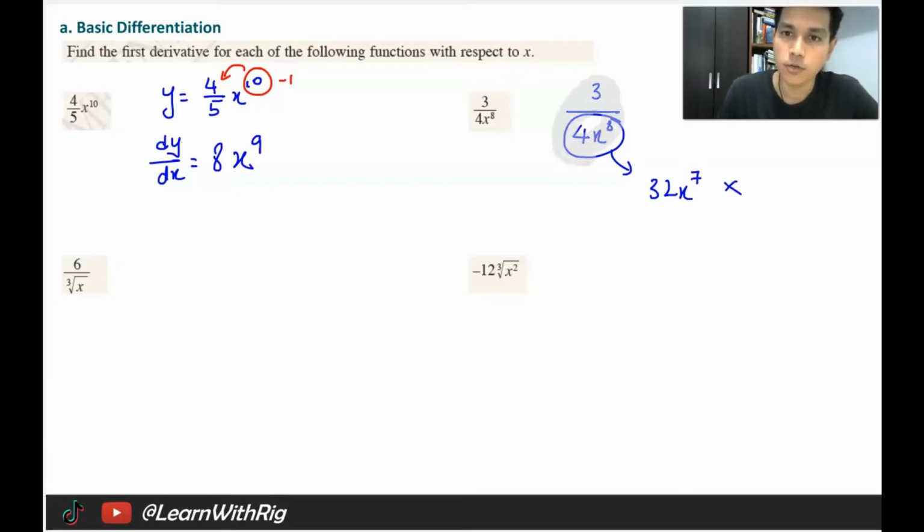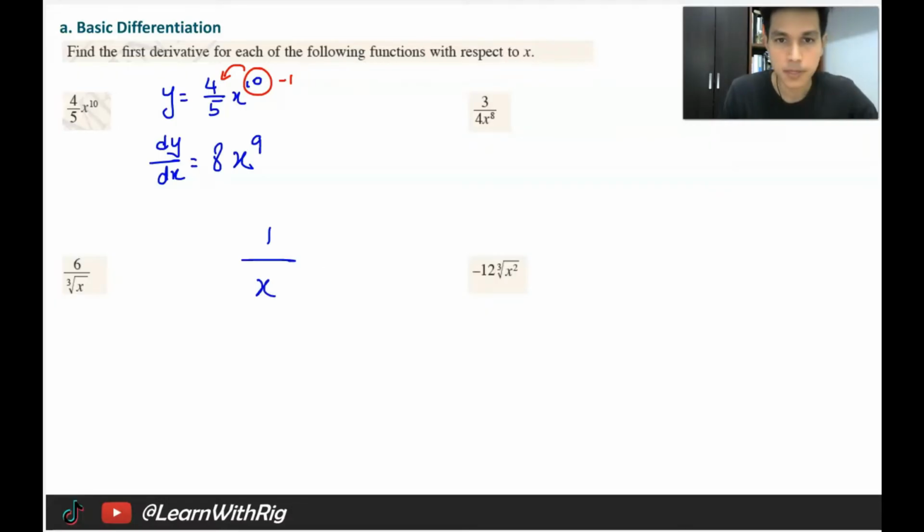Okay, so what you're going to do is you're going to bring the x on top. So remember last time we learned this 1 over x. If I bring this on top, it becomes x power negative 1. Correct? So that's what you're going to do. You don't just differentiate whatever is down there. So when you switch this, it becomes y equals 3 over 4 times x power negative 8.